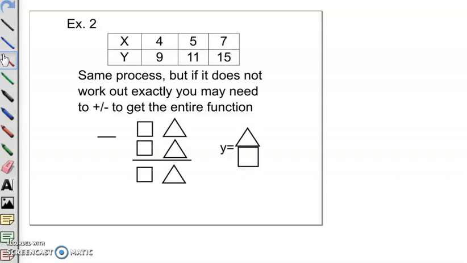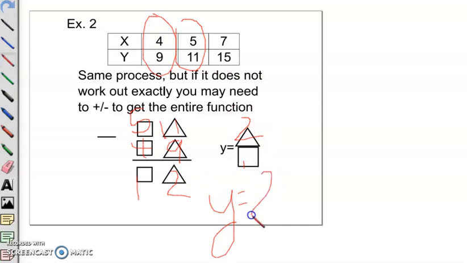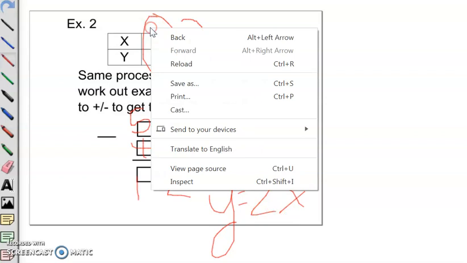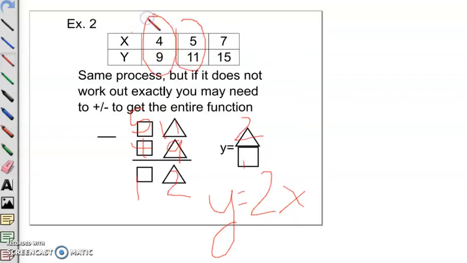So again, we're going to start with our second point, which is 5, 11. I'm going to put 5 here, 11 here. Then I'm going to do my first point, 4 and 9. 11 minus 9 is 2, and 5 minus 4 is 1. So this is going to be 2 over 1, which simplifies to 2. So it's going to be y equals 2 times some x value. 4 times 2 is actually 8. So I'm going to have to add 1 to get 9.